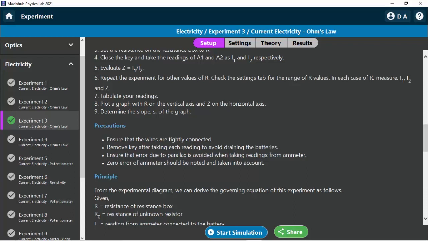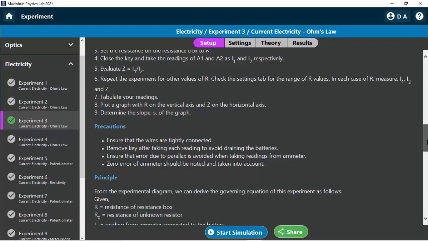Try to take note of it if your ammeter has zero error, and try to take that into account when taking down the final reading, when recording the final reading. Okay, so these are the things you have to take note of.